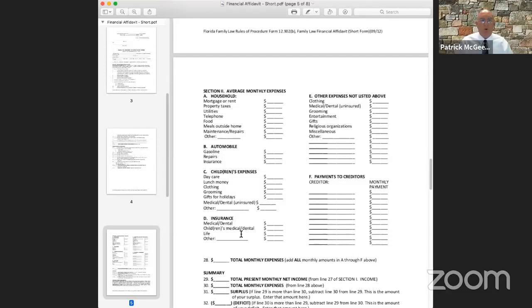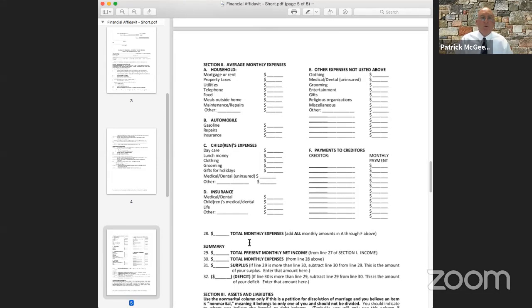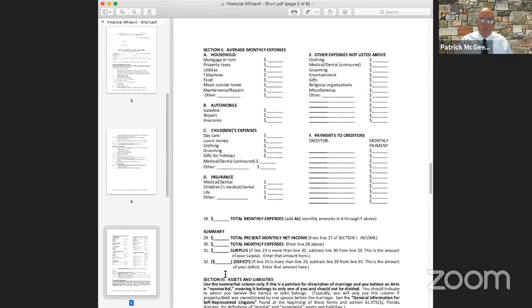When we do an average, we put a note somewhere in here, because we do these on the Word form so we can write stuff in there, but you can handwrite it if you're doing a handwritten affidavit. Expenses are a 3-month average, a 6-month average, a 12-month average. Just be able to recall and explain how you calculated these amounts. So when you have all your monthly expenses added up, you subtract that from your net monthly income, and that gives you a surplus or deficit, which goes down here in line 31 or 32. That's how much money you have extra every month or how much money you're bleeding every month.